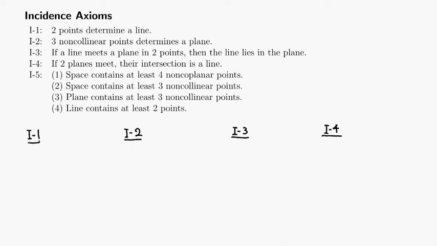All right, let's talk about incidence axioms. It's time to kind of add flavors to our geometry. All right, so let's look at the first one. I1 says if you have two distinct points, they will determine a line, which means that there exists only one line that contains those 2 points.